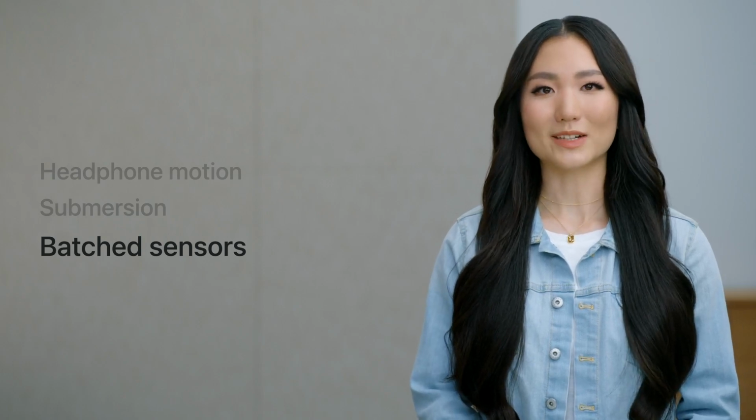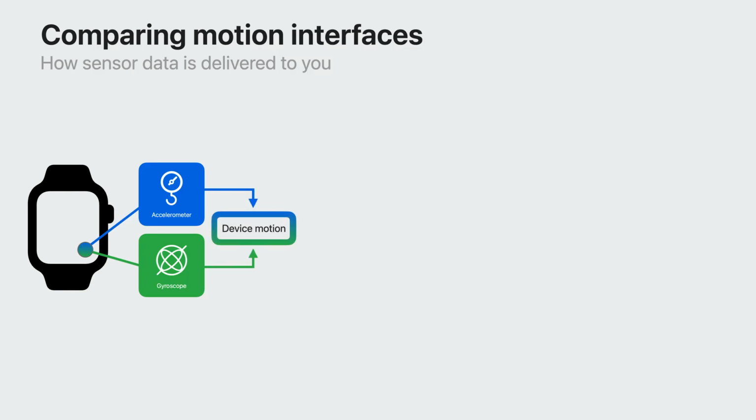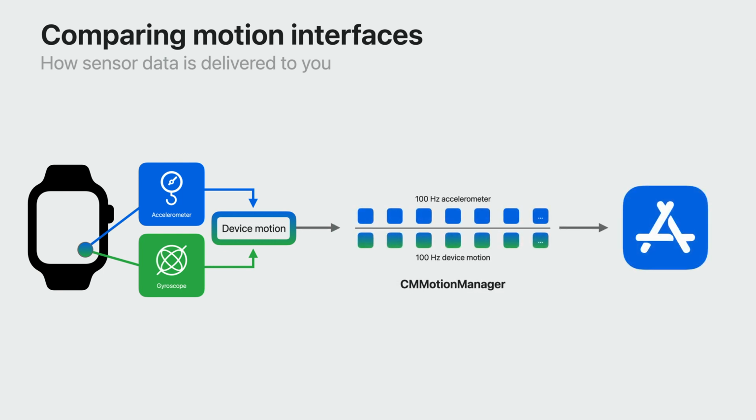Let's first start off with some background. I've talked through some of the ways motion data is delivered to you. Device motion algorithms fuse data from the built-in accelerometer and gyroscope to provide an easy way to track the way a device, like Apple Watch, is moving through space. You may be familiar with CM Motion Manager, which delivers these samples on a per-sample basis to your app in real time. The maximum supported frequency is 100 Hz. This means it's a great choice if you have low latency requirements, such as UI components that rely on the instantaneous attitude of the device.